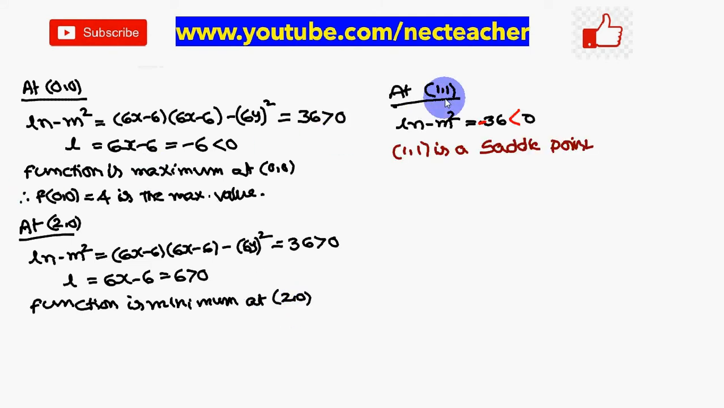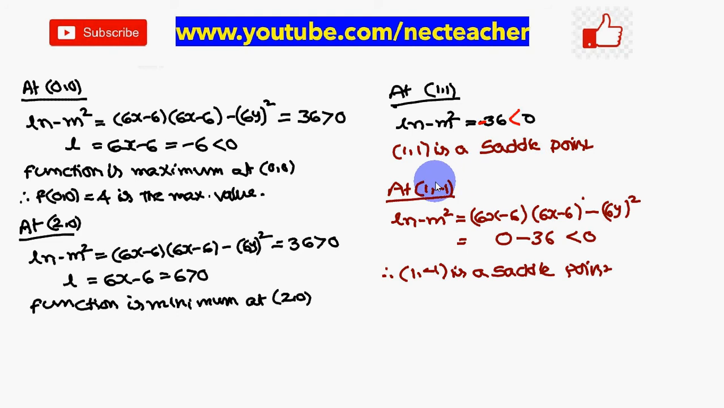Similarly at (1, 1) you check ln minus m square, you are going to get minus 36, which is a negative value. That means at (1, 1) it is a saddle point. Next you consider (1, -1), ln minus m square is a negative value. Therefore (1, -1) is also a saddle point. Saddle point means at that particular point the function is neither maximum nor minimum. Okay, so this is about how to find the minimum and maximum values of a function in two variables.